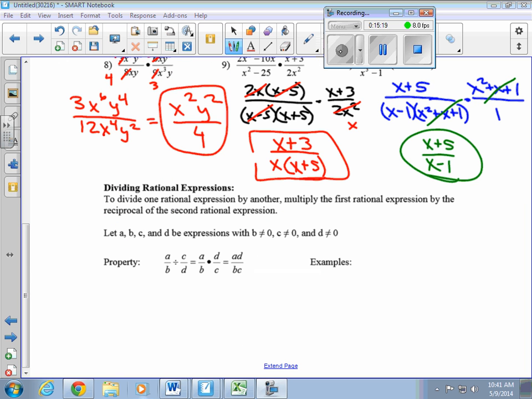The last thing we're going to talk about today is dividing rational expressions. Now, to divide one rational expression by another, we're multiplying the first rational expression by the reciprocal of the second rational expression. So we're simply multiplying by the reciprocal. So if we look at the property A over B divided by C over D, it's just A over B times D over C.